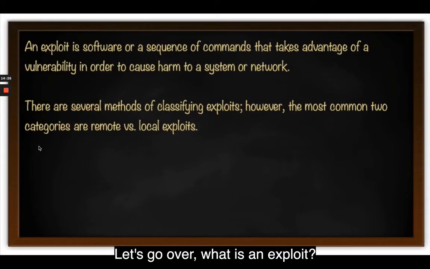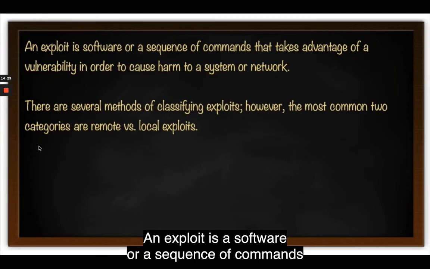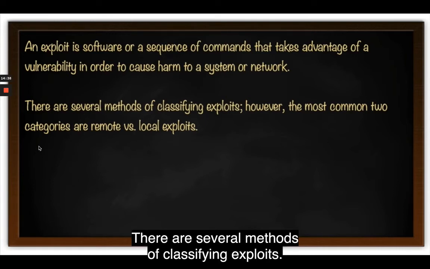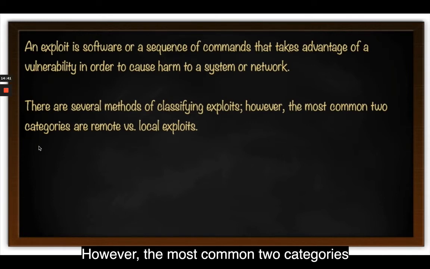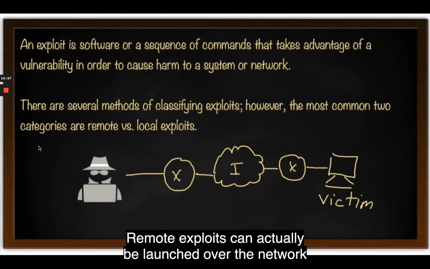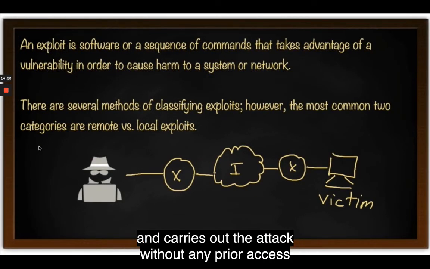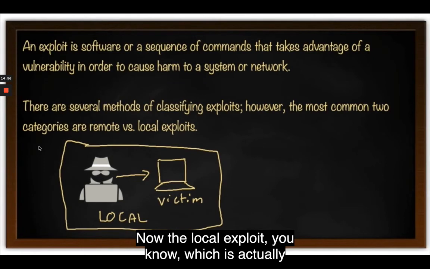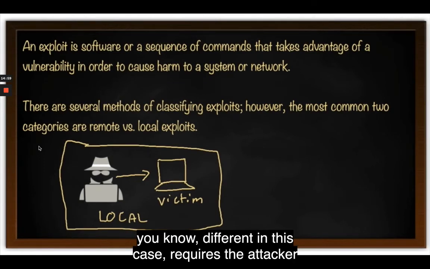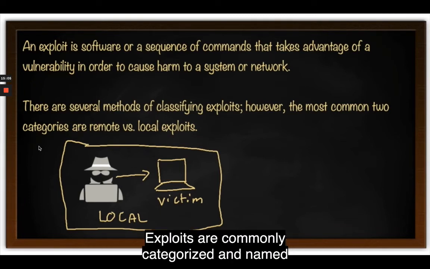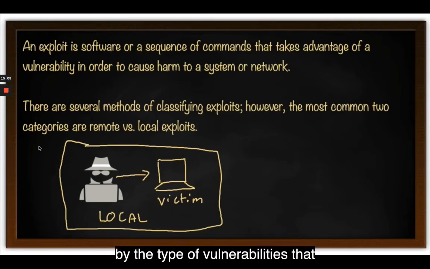Let's go over what an exploit is. An exploit is software or a sequence of commands that take advantage of a vulnerability in order to cause harm to a system or to a network. There are several methods of classifying exploits. However, the most common two categories are remote exploits and local exploits. A remote exploit can be launched over the network and carries out the attack without any prior access to the vulnerable device or software. Now, the local exploit, which is different in this case, requires the attacker or the threat actors to have prior access to the vulnerable system. Exploits are commonly categorized and named by the type of vulnerabilities that they exploit.